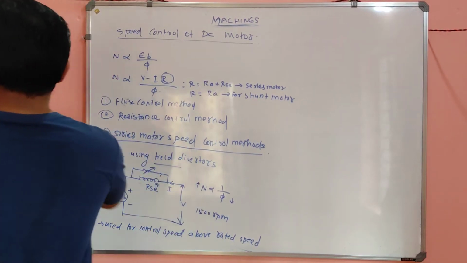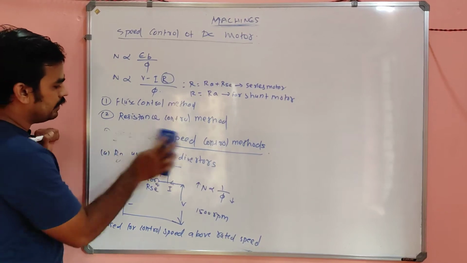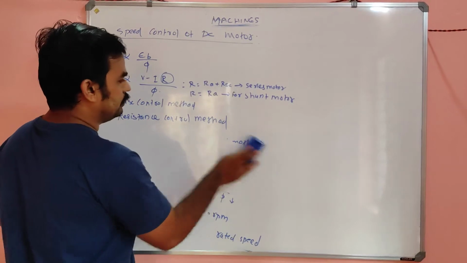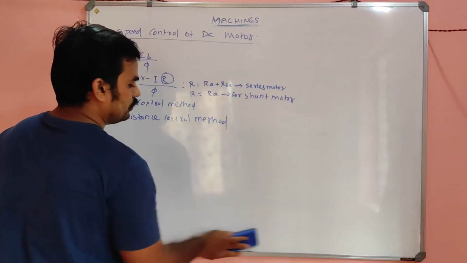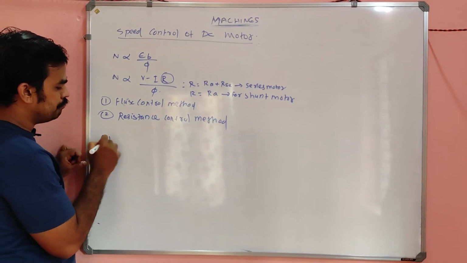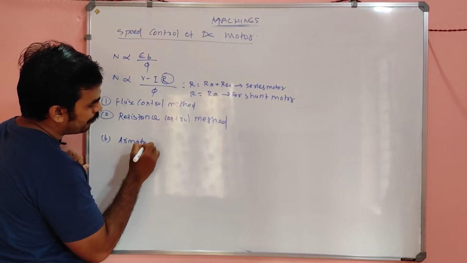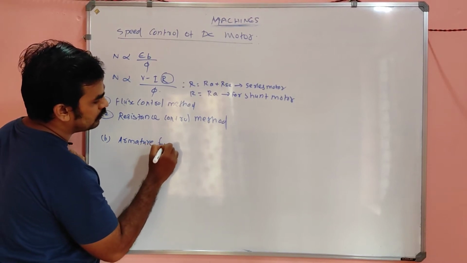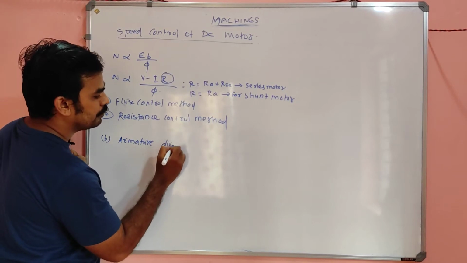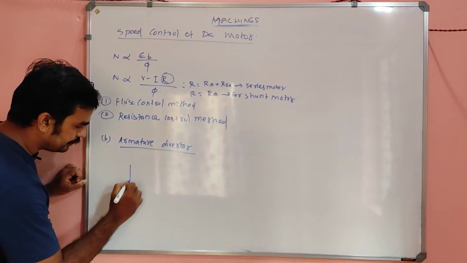And a second method is also there, my dears. Second method, okay, easy. You note this. It will be B, that is the armature diverter.